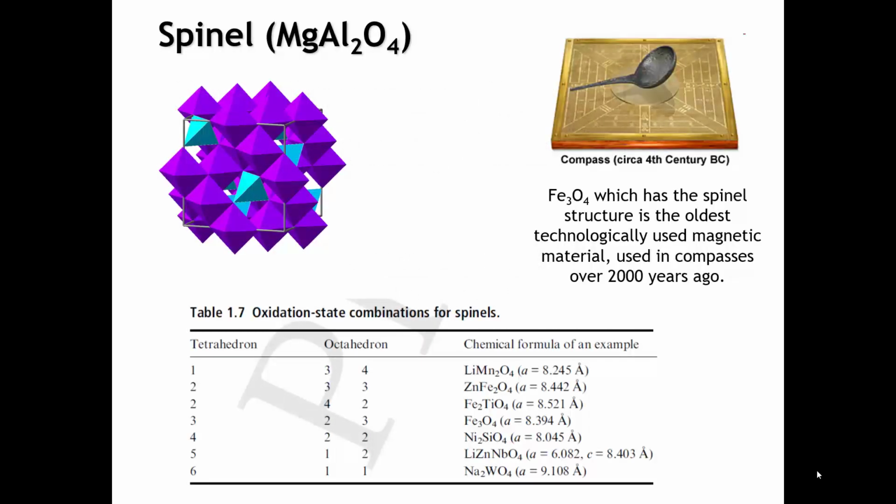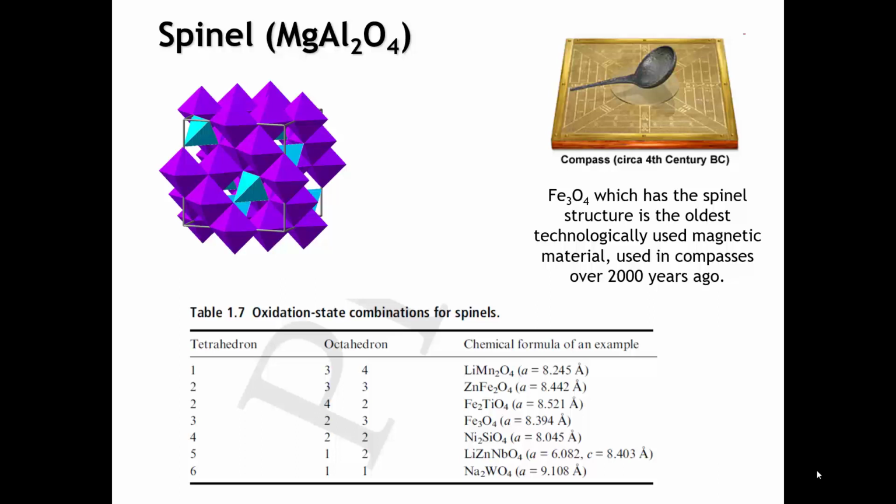We're going to start with the Spinel structure, which takes its name from the mineral spinel, magnesium aluminum 2O4. The structure of Spinel is shown here on the left. I'll say a little bit more about it on the following slides. Fe3O4, the mineral magnetite, is the oldest known magnetic material. The Chinese used magnetite to make compasses over 2,000 years ago, and Spinels still find many applications for their magnetic properties. In the Spinel structure, the magnesium goes onto a tetrahedral site, and the aluminum goes onto an octahedral site.